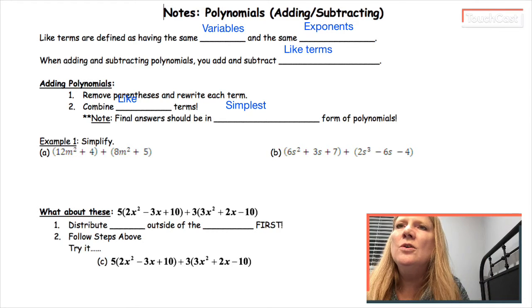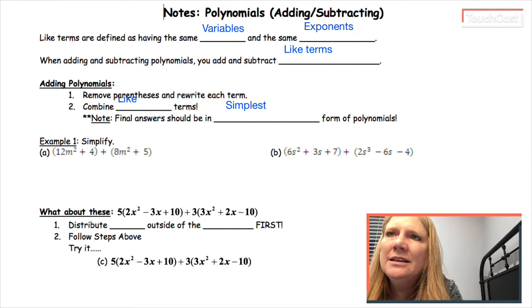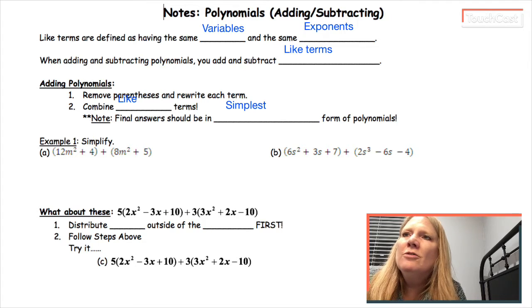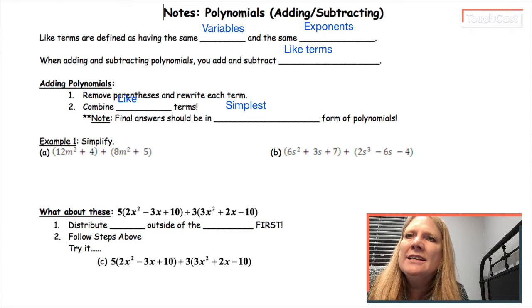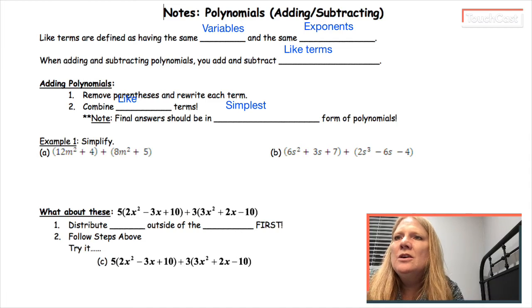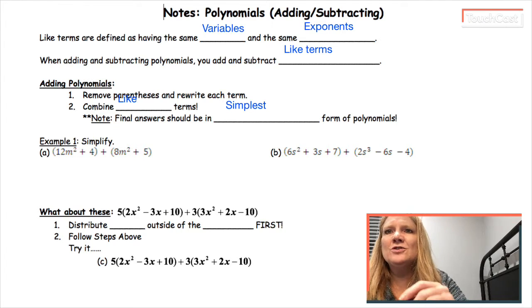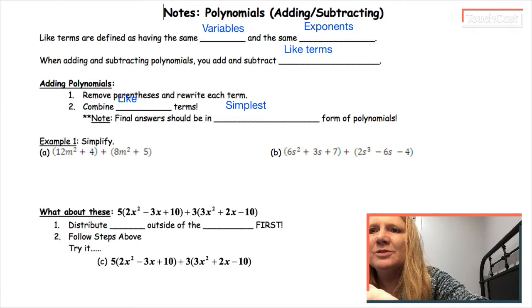This lesson is the notes on adding and subtracting polynomials. First, we talk about like terms. Like terms are defined as having the same variables and the same exponents. When adding and subtracting polynomials, you add and subtract like terms. For adding, you're going to remove any parentheses and then rewrite each term. Combine like terms. Note your final answer should always be in the simplest terms.